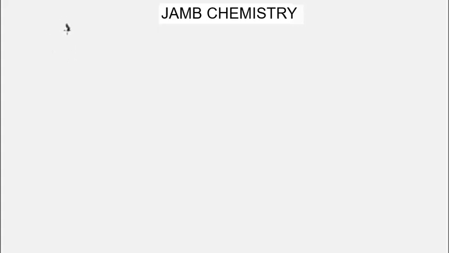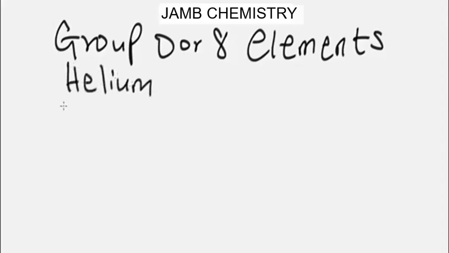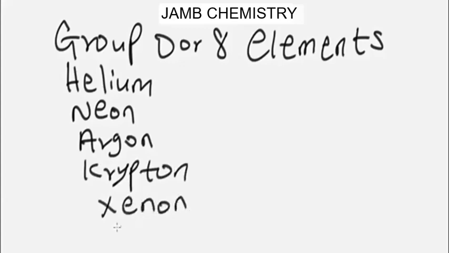Okay, so we're looking at group 0 or 8 elements. Now let's begin by outlining the basic elements in group 8 of the periodic table. So we have our helium, we have our neon, we have our argon, we have our krypton, we have our xenon, we have our radon.